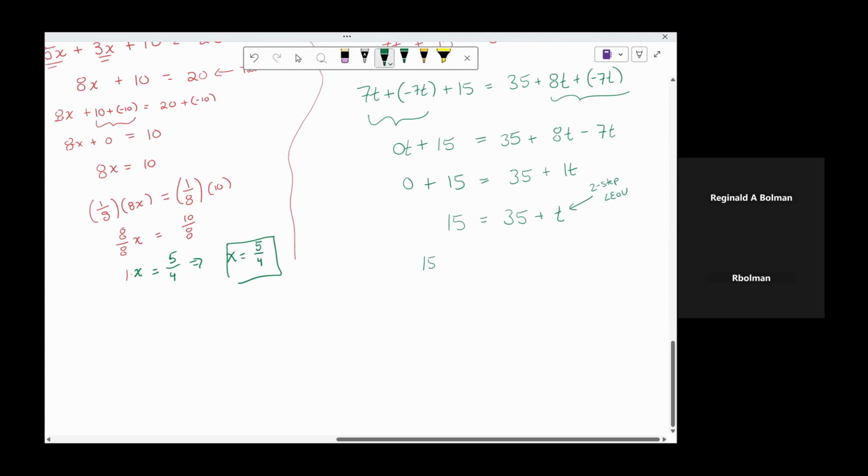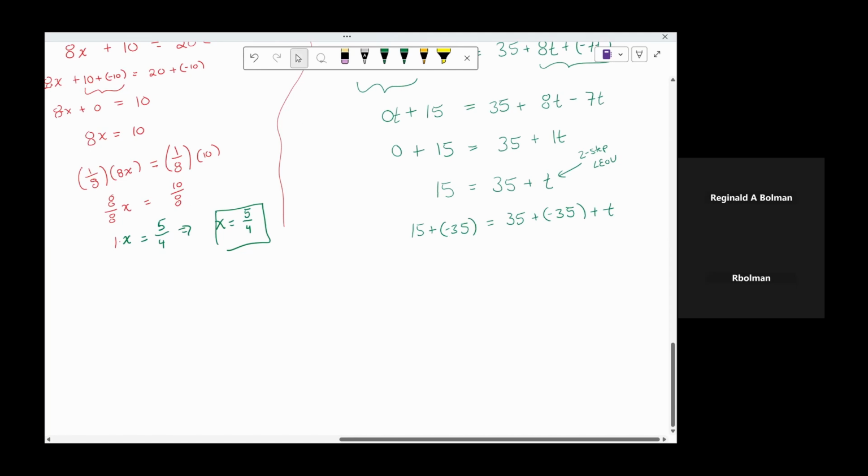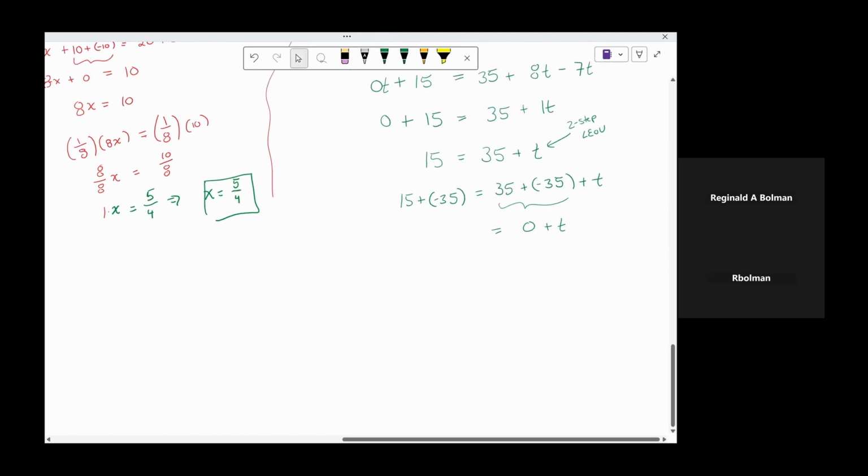So now we can go ahead and use the additive inverse of negative 35, since I got positive 35 parked next to my t, and I want my t by itself. So I'll add a negative 35 to both sides of my equal sign. On the right side of the equal sign, 35 plus a negative 35 is going to be 0. So now you just have 0 plus t. On the left side of your equal sign, you've got 15 minus 35.